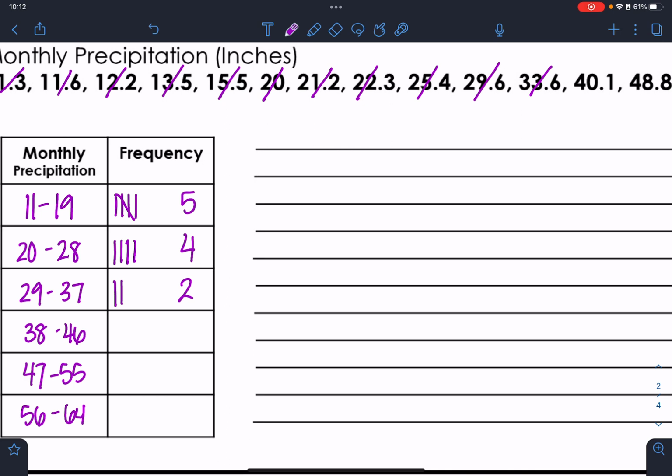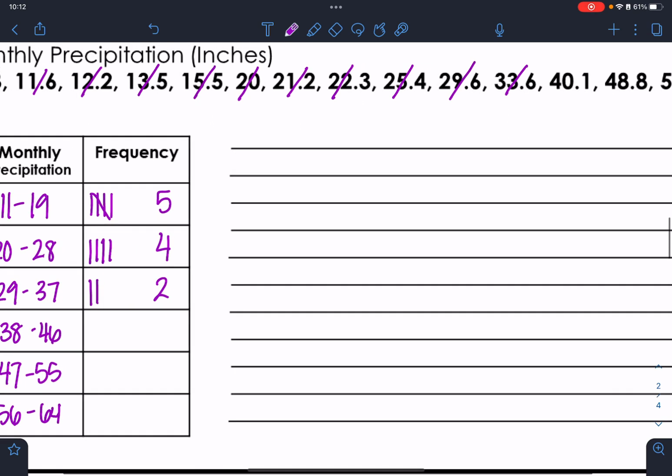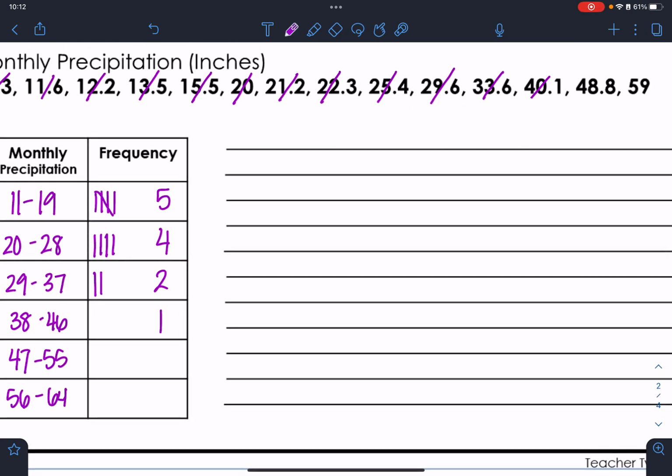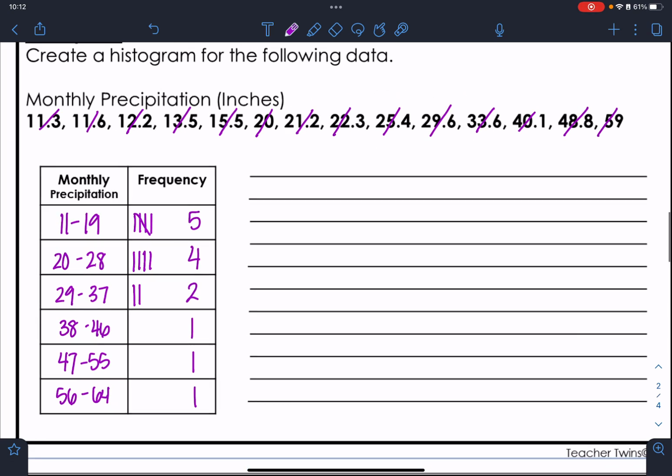Next category is any number between 38 and 46. Looks like there's just one number there, which is 40.1. Same thing, the next category, 47 to 55. There's just one number, 48.8, in between those numbers. And then the final category, 56 to 64, there's only 59. That's the only number that's there. Okay, so if they're in order from least to greatest, that is really helpful. It's not always. So sometimes you will have to go through, and that's why I recommend crossing out your numbers so you know that they've been used and they've been counted.